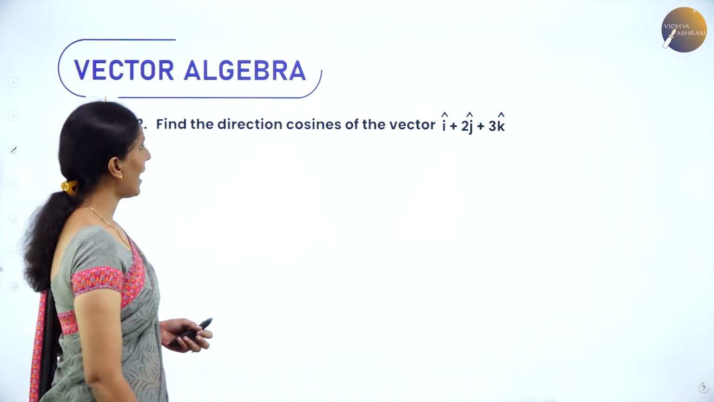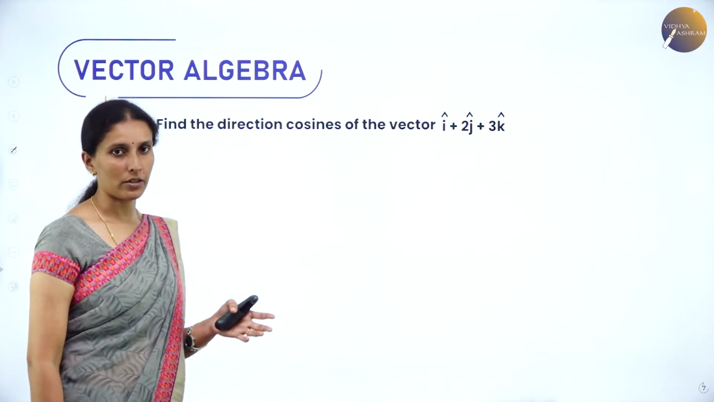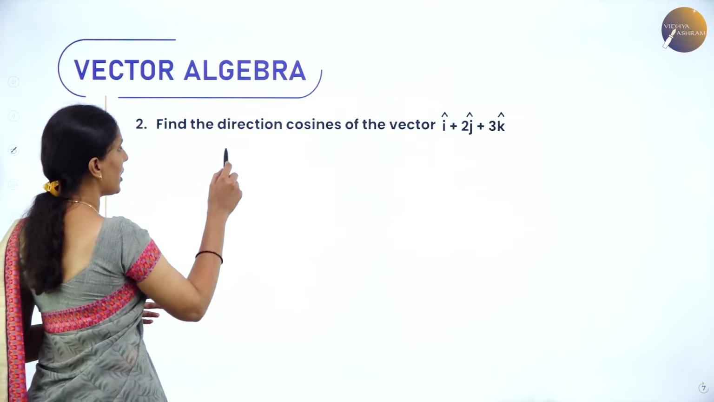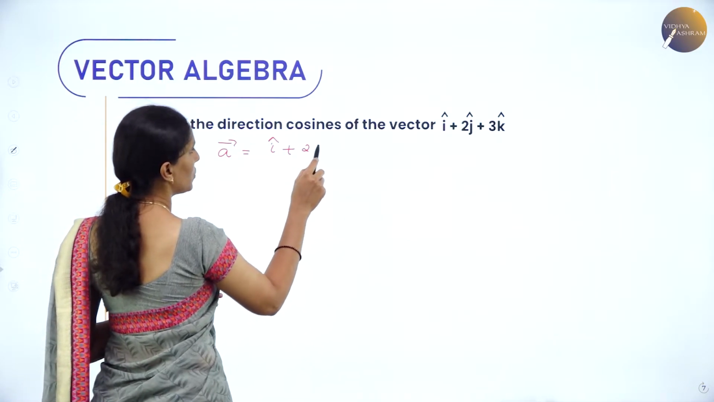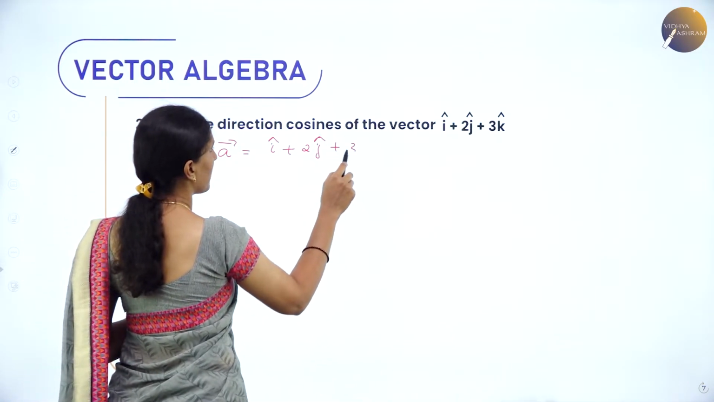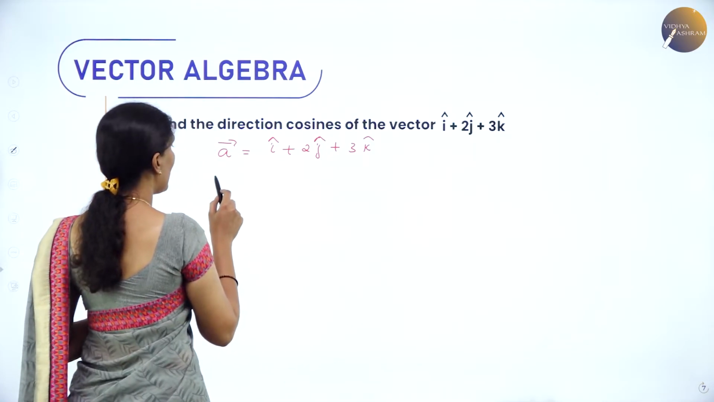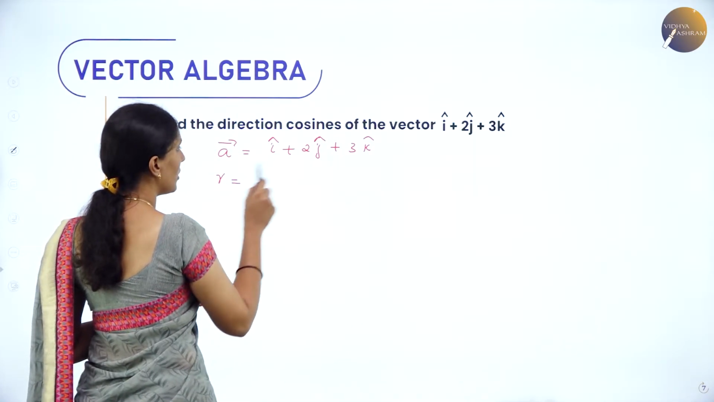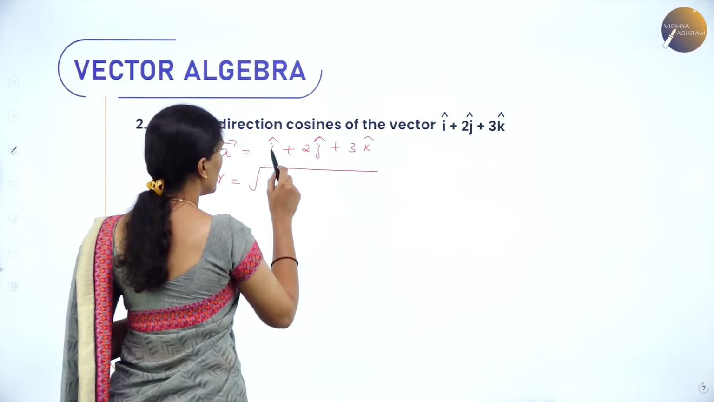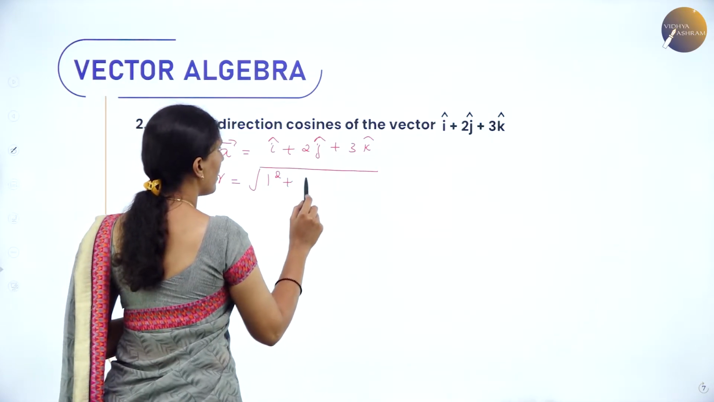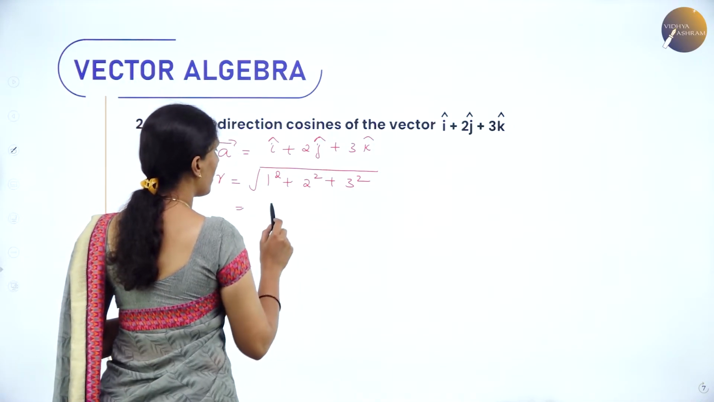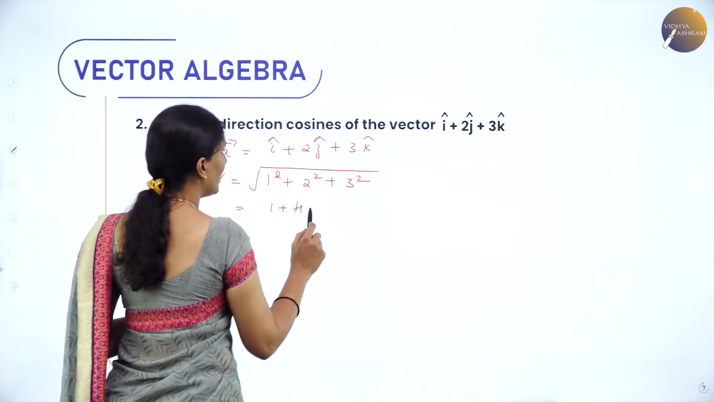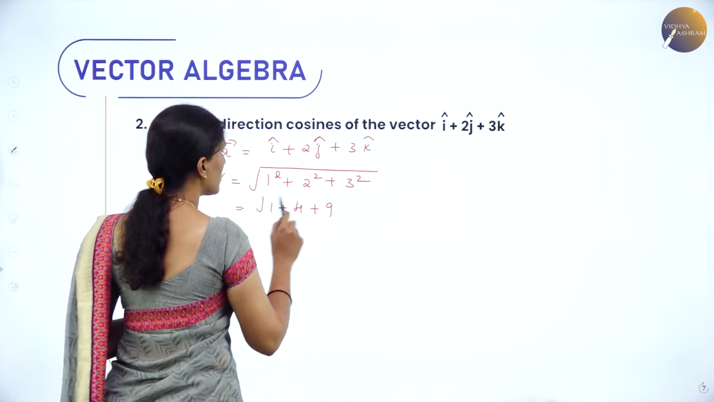Next, find the direction cosines of the vector. Let me take vector A is equal to i plus 2j plus 3k. Let me calculate r, which is the magnitude of the vector, which is square root of 1 square plus 2 square plus 3 square. So 1 square is 1, 2 square is 4, 3 square is 9. So it is root 14.